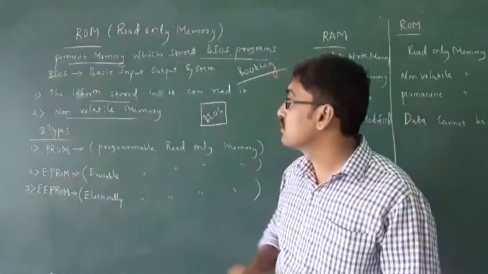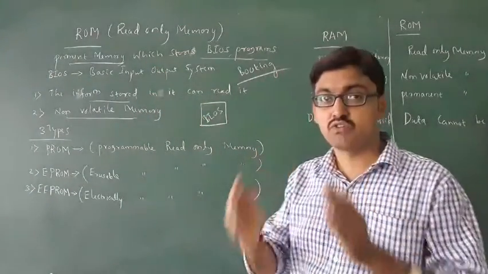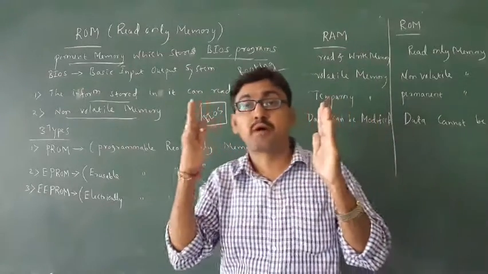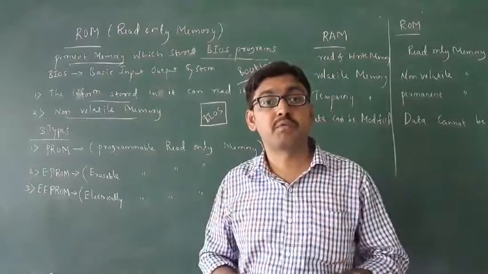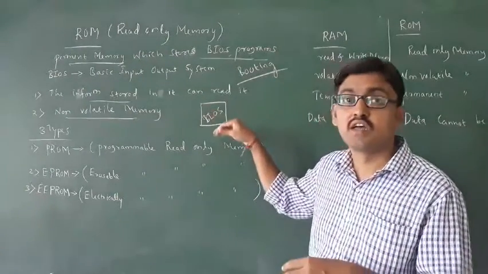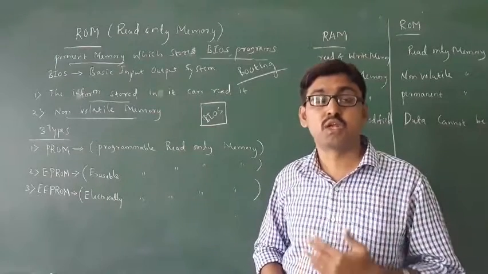Okay, this is about the features of a ROM. What are the features of ROM? See, it is a permanent memory. What does permanent memory mean? Permanent, it is not temporary memory. Permanently it stores the data. What data does it store? BIOS programs. BIOS programs only it stores.